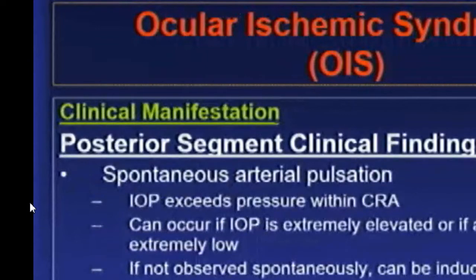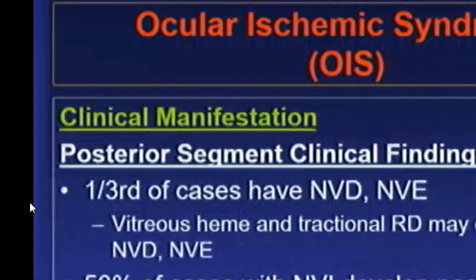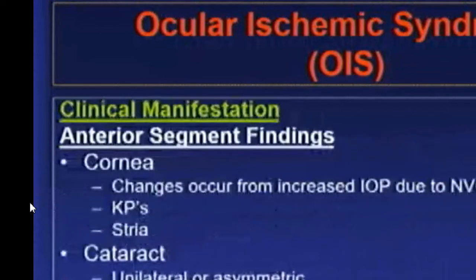Usually the IOP exceeds the pressure within the central retinal artery, and this can occur if the IOP is extremely elevated. It appears similar to mild central retinal vein occlusion or diabetic retinopathy, and 1/3 of cases have neovascularization at the disc and elsewhere, and that might lead to vitreous hemorrhage and traction retinal detachment. 50% of cases with NVI, as you see in this patient, develop neovascular glaucoma, and 90% of cases of ocular ischemic syndrome who develop rubeosis iridis have counting fingers vision within 1 year.